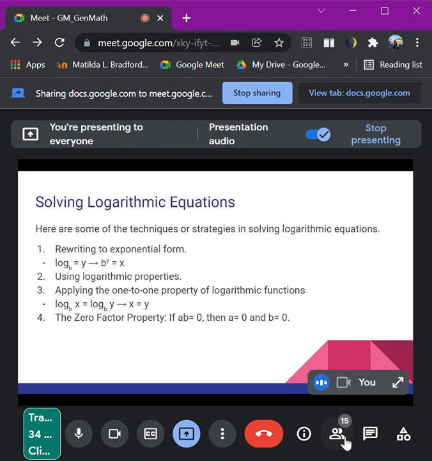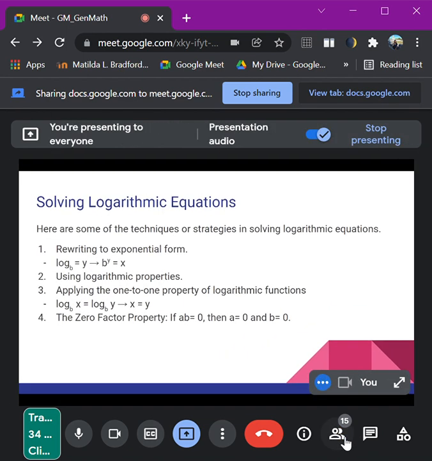Please read number 4. The zero factor property: if AB equals 0, then A equals 0 and B equals 0. Okay, so we have there our zero factor property. You can apply this if you have the given AB that is equal to 0, meaning your A and your B is also equal to 0.